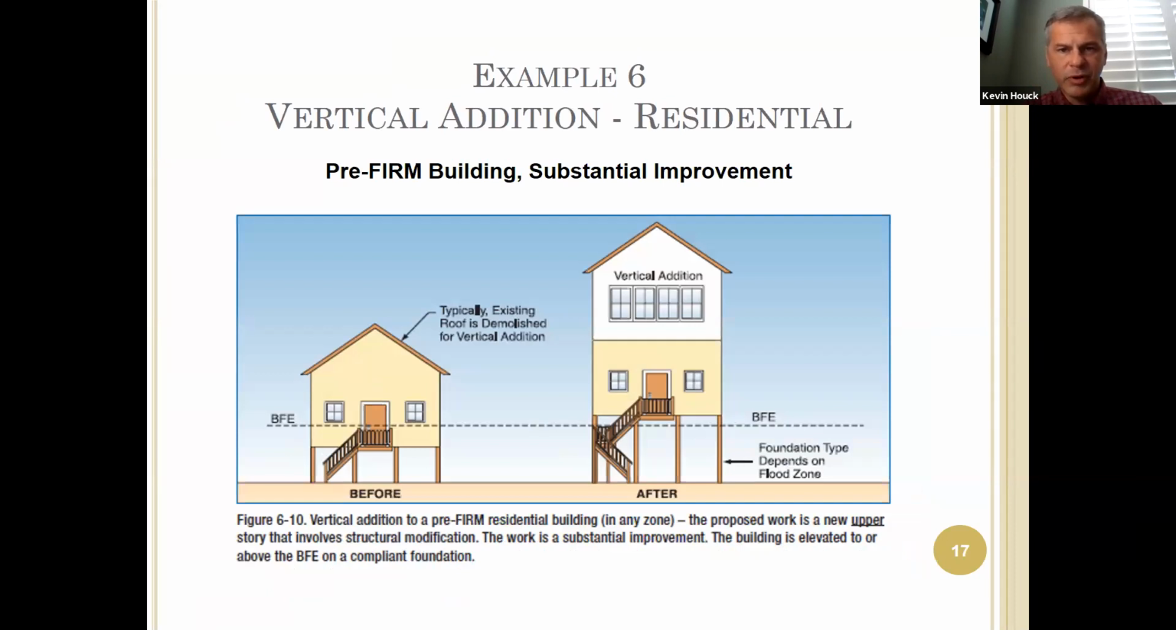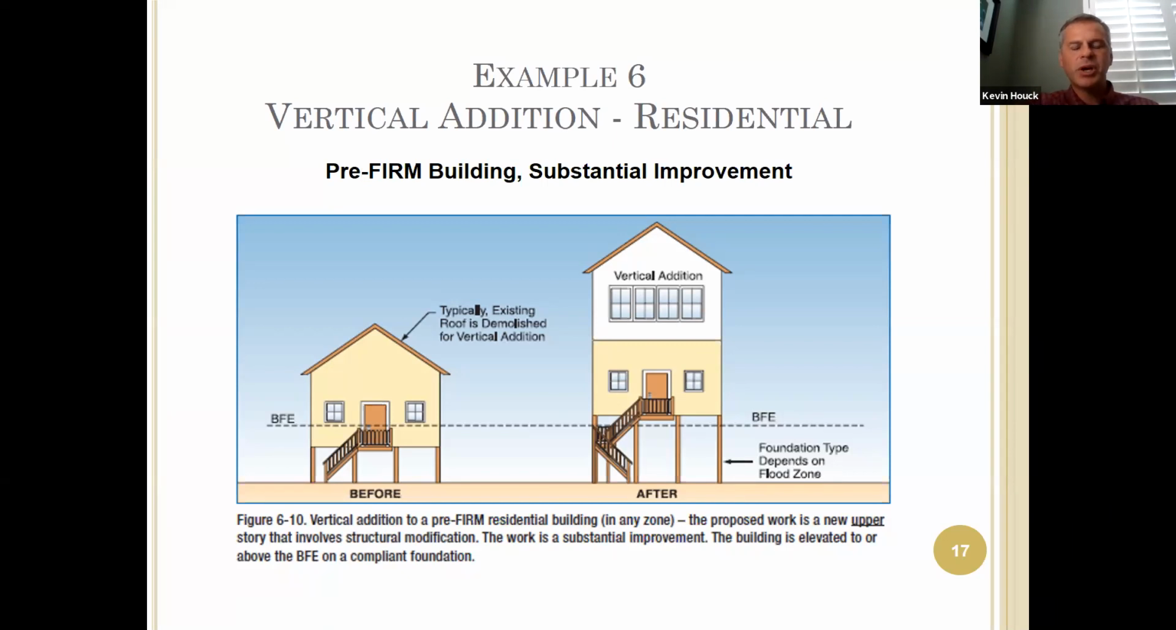The next example is a residential property that has a vertical addition. So you hear about popping the top. That's basically what this is. I guess it doesn't say, does it say what zone? It just says any zone. I mean, when I look at a building like this, I think of the coast where buildings are built on these piles. I don't see a lot of this kind of construction in Colorado, but it does exist from time to time.